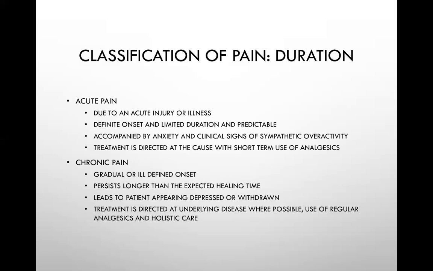Classification of pain. Pain can be classified according to its duration, underlying mechanism, situation, etiology, which is cancer or non-cancerous, and anatomic location of which part of the body is involved. As for duration, pain can be classified into acute and chronic pain. Acute pain is usually due to an acute injury or illness, has a definite onset, limited duration and is predictable.